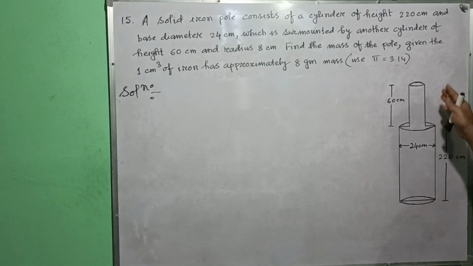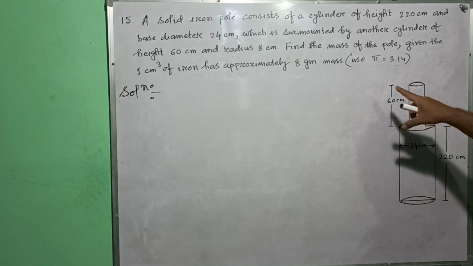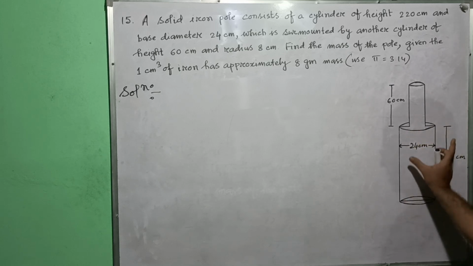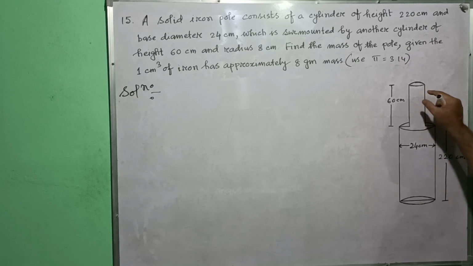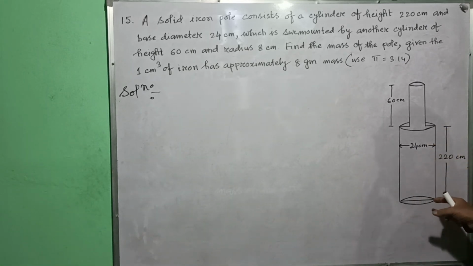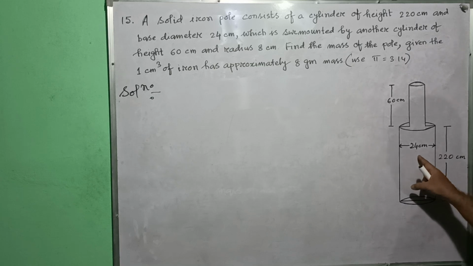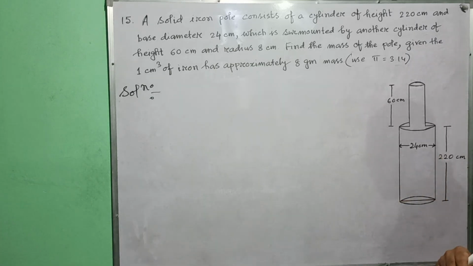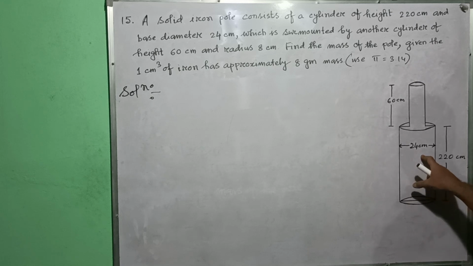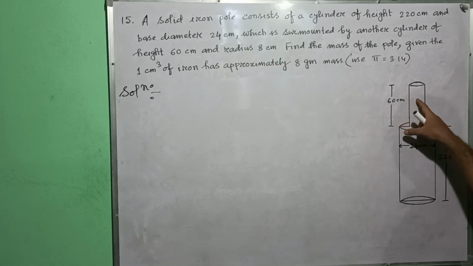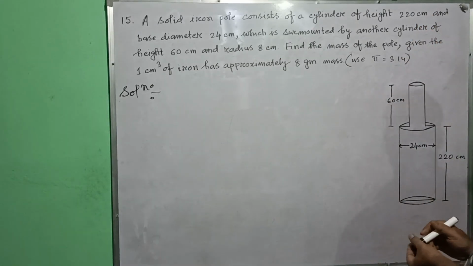According to this question, I have drawn the figure as it is given, two cylindrical parts. So one is the base and another one is surmounted. The surmounted one is the smaller one and the base one is the bigger one, and the dimensions are also given. The height of the base cylinder is 220 centimeter and the diameter is 24 centimeter. From this diameter we can find the radius as 12 centimeter, and for the surmounted one, the height is 60 centimeter and the radius I have not written here, so it is 8 centimeter.